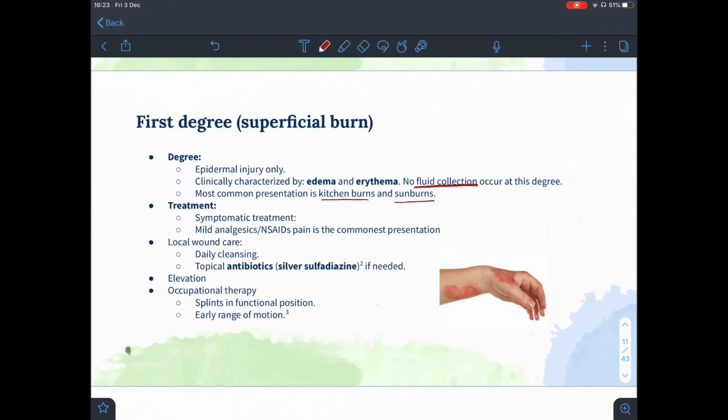treatment symptomatic analgesia، يعني غالبا بس تكون فيها ألم. طيب local wound injury daily cleansing and topical antibiotics اللي هو silver sulfadiazine if needed. هذا ال gold standard in preventing injuries. تمام. ليش؟ لأنه it's a broad spectrum antibiotic. and then elevation of course occupational therapy إذا كان الحرق عند جهة مفصل عشان ما يحصل contracture we have to start early physical therapy إذا كانت الإديمة والبرن نفس close to a joint as I said.